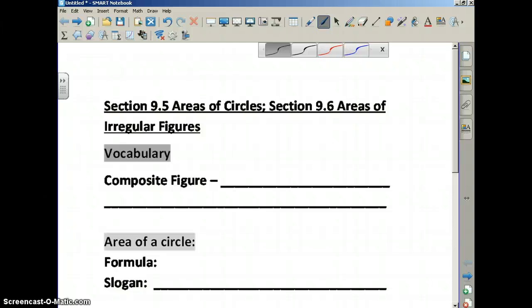Welcome to the Screencast-O-Matic presentation of 9.5 and 9.6, the areas of circles and the areas of irregular figures. We just have one piece of vocabulary today, and that is learning what a composite figure is. A composite figure is made up of simple geometric shapes such as triangles and rectangles.